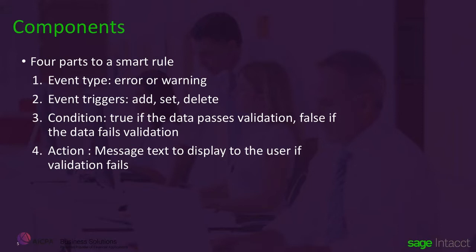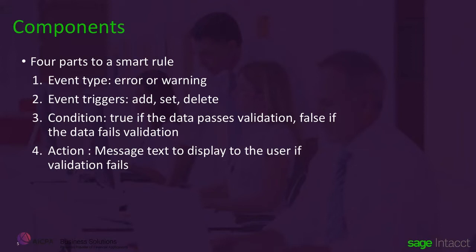Event triggers, again, add, set, and delete. So you have to do something inside Sage Intacct in order for a smart rule to fire. Smart rules cannot be scheduled. You can't have one that says, I want this smart rule to run every day at 7 a.m. and check so-and-so. Can't do that, right? I mean, besides 7 a.m. being way early in the morning, right? You can't have it run based off a timer.